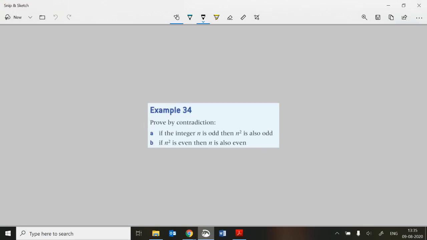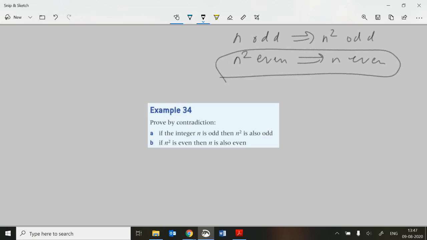So proof by contradiction. If the integer n is odd, then n squared is also odd. Okay, so let's write it as a logical statement then. We've got n being odd implies that n squared is also odd. Now, of course, they've told us to use proof by contradiction, so they want us to use the assumption that if n squared is even, that implies that n is even. Okay, so this is what we're trying to show, and that will also show the original statement is true.